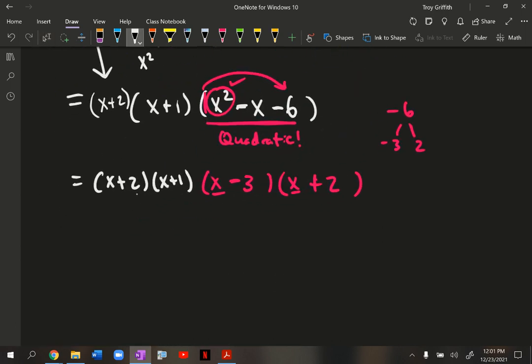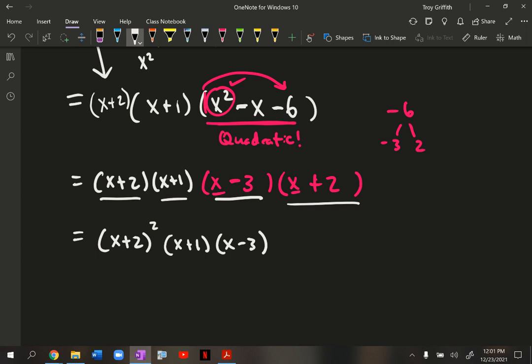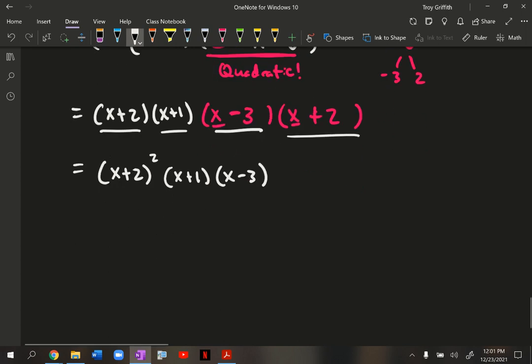Now, one other thing that you might notice with this is that there is a factor here that shows up twice. And as I've mentioned in other videos, if something shows up twice, x plus 2 times x plus 2, that is really x plus 2 squared. So this is x plus 2 squared times x plus 1 times x minus 3. Okay, there's the completely factored and sort of simplified and cleaned up version of this function. Let's go through and let's think about multiplicity and end behavior and all that good stuff.